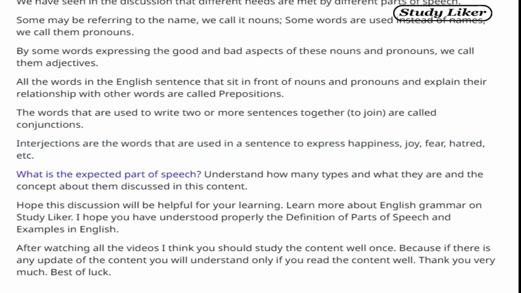What is the expected part of speech? Understand how many types there are and what they are, and the concept about them discussed in this content. Hope this discussion will be helpful for your learning.